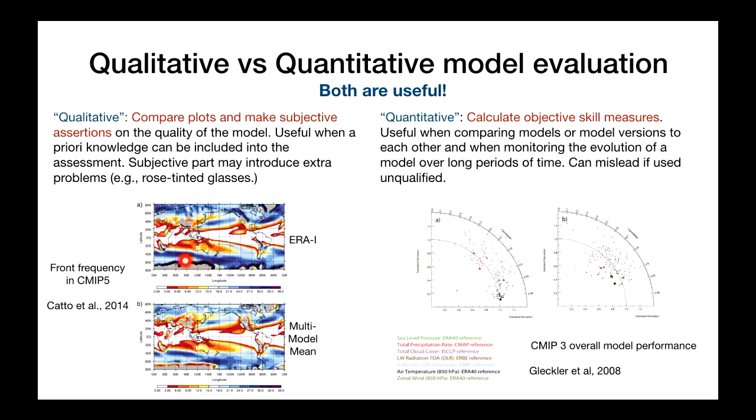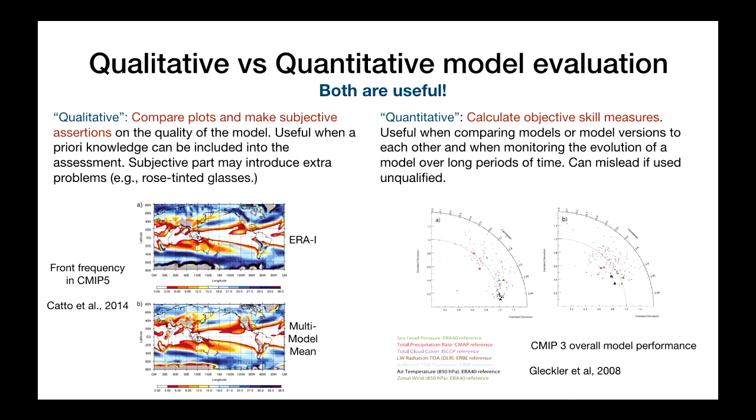The top is the frequency of fronts in ERA-Interim, and the bottom is the frequency of fronts, just any front, cold front, warm front, in the multimodel mean of CMIP5. And then you can start looking at this and say, look, there are fewer fronts here in the models in the North Pacific. There are also fewer in the North Atlantic. There seem to be fewer in the Southern Ocean. So somehow the model doesn't make enough fronts. And so that's useful information, and you can go on from there. But it's rather qualitative, right?